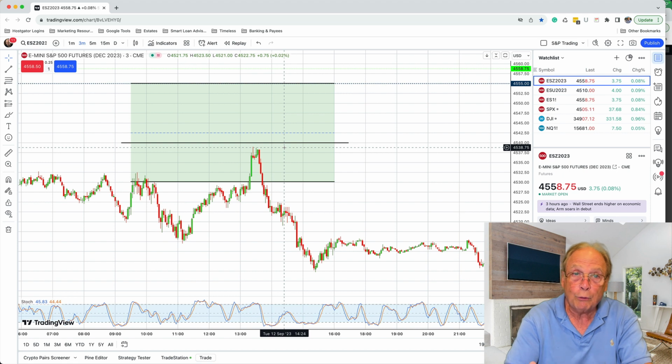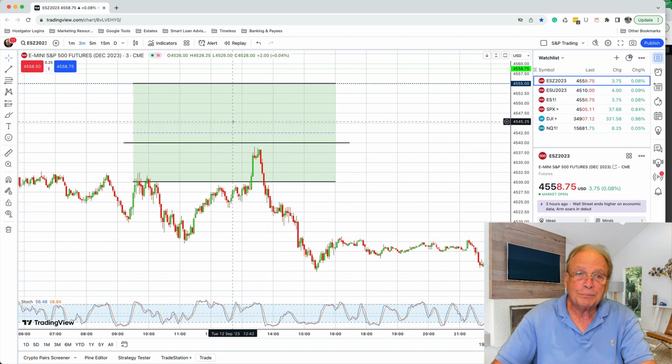The intraday high or low, of course, is a level where the market puts in a high or a low of the day. And it's difficult to determine, but typically the intraday high or low is put in the first hour, perhaps half hour of the day.